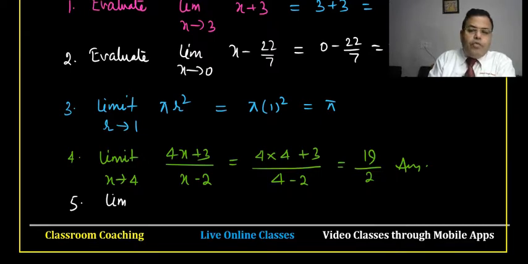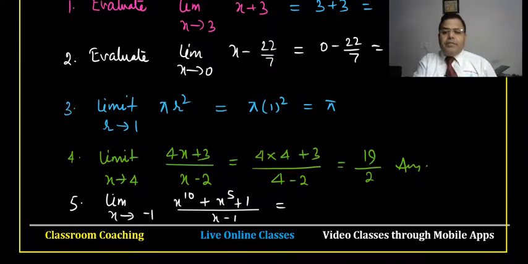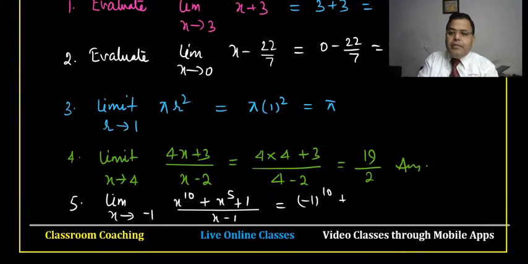Similarly, question number 5 is limit x tends to minus 1 of (x to the power 10 plus x to the power 5 plus 1) upon (x minus 1). If I put the value of x equal to minus 1, then that will be minus 1 to the power 10 plus minus 1 to the power 5 plus 1, divided by minus 1 minus 1.